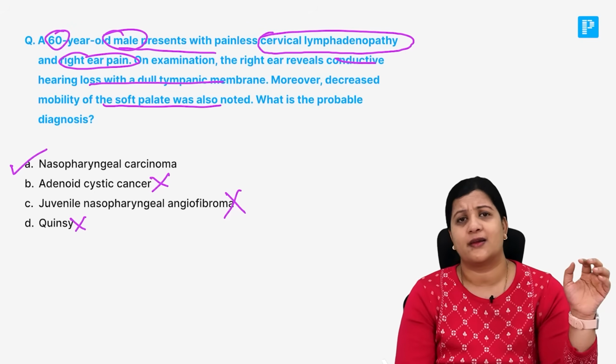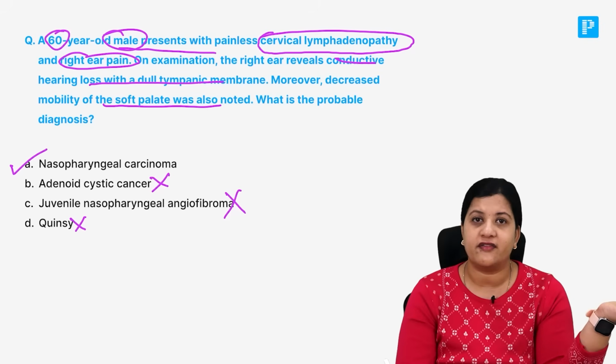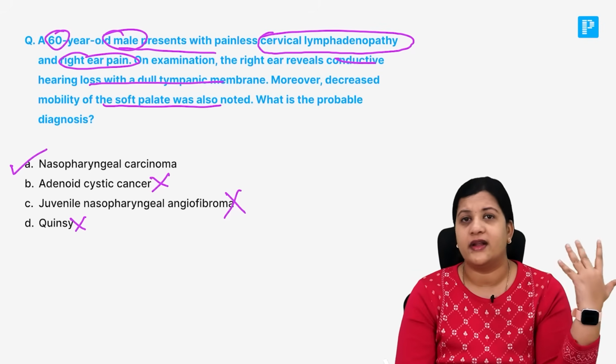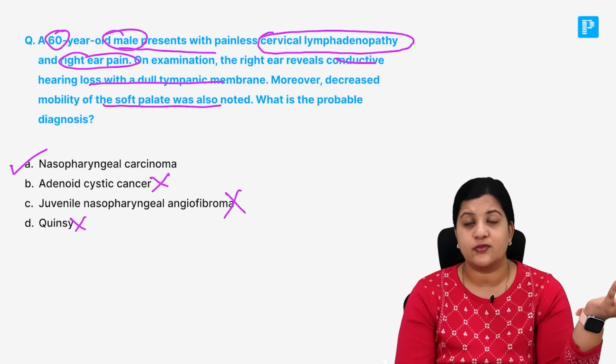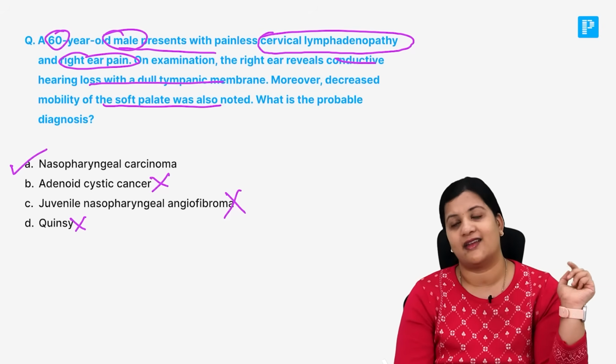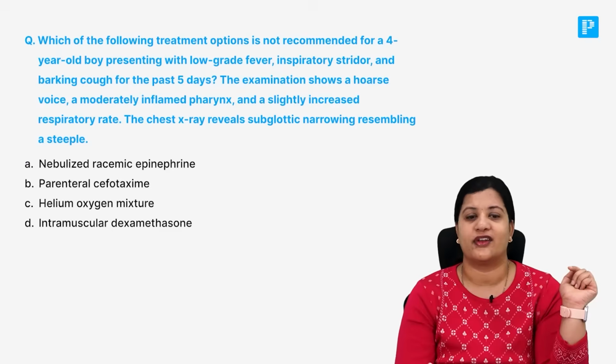Quinsy, or peritonsillar abscess, has nothing to do with lymphadenopathy, and if there is, it would be reactive lymphadenopathy. There is no middle ear effusion or ear pain, and if there has to be, it is not going to cause any cranial nerve palsy. So this is the clinical scenario for nasopharyngeal cancer.